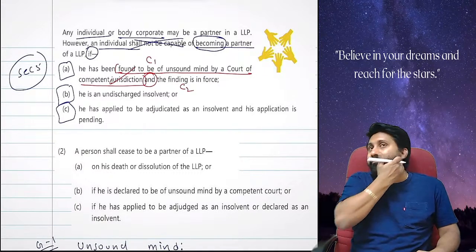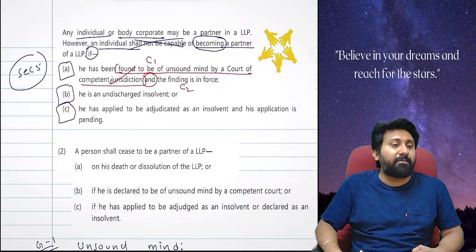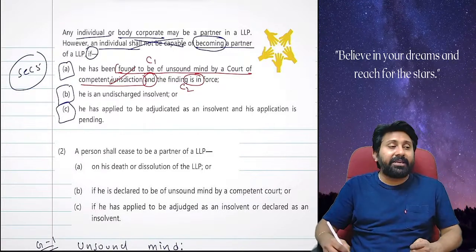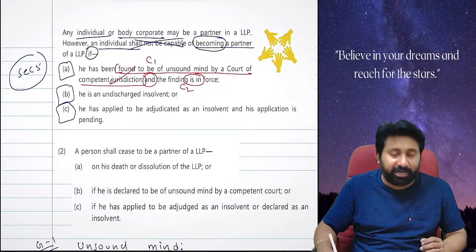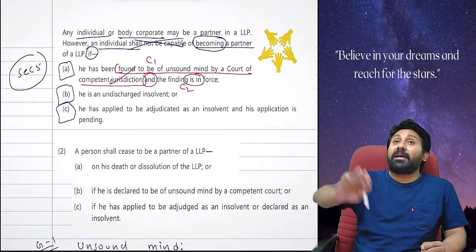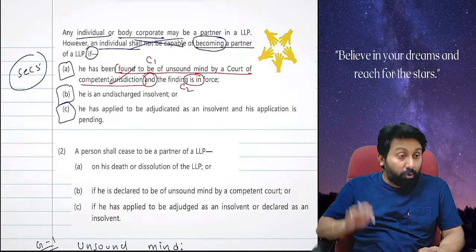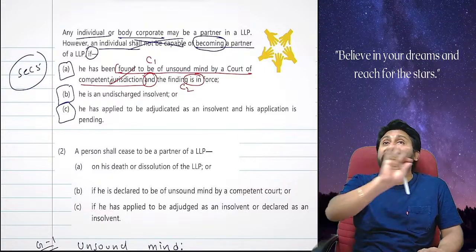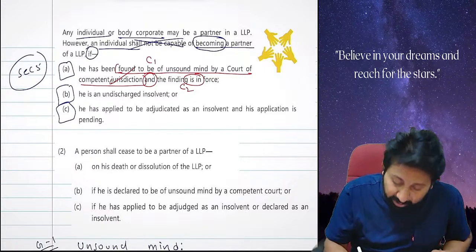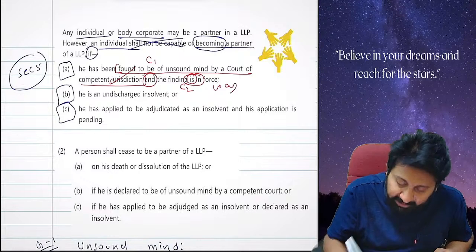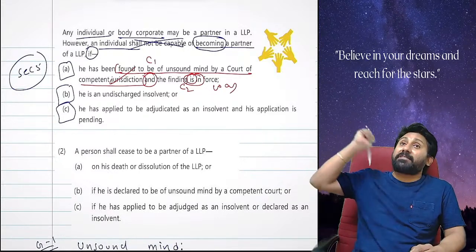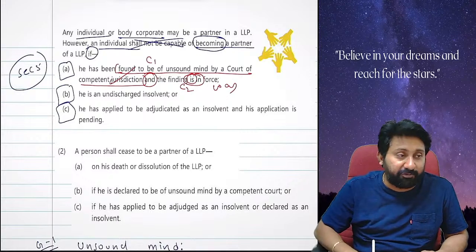Condition 2, finding is in force. What do you mean finding is in force? The word used is "is". "Is" represents a present continuous statement. Means if he was unsound 5 years back, today he is not unsound, you can get appointed. Past unsound mind is not relevant. How do you know? The word used is "is", not "was". If the word used is "has been" or "was", even past unsound mind also will disqualify you in the future.